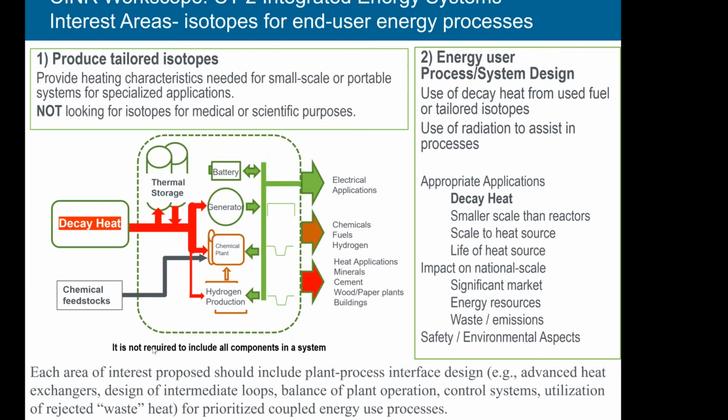So looking back at the diagram, I want to point out that this is a very generic system, tried to be in the abstract to include all the possible components, but not all of these components are required. A heat source might be used more directly in an application, for instance. You can skip most of this componentry and just use decay heat for an application, or you might have a chemical process that uses the decay heat. Or it could be an electrical application or a combination of them.